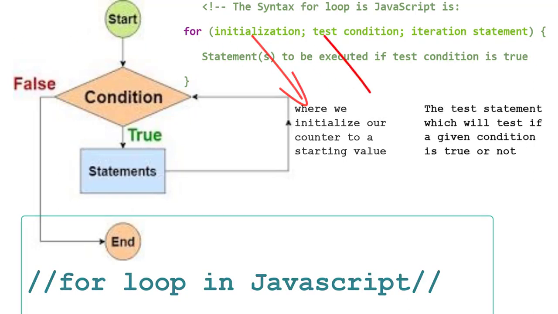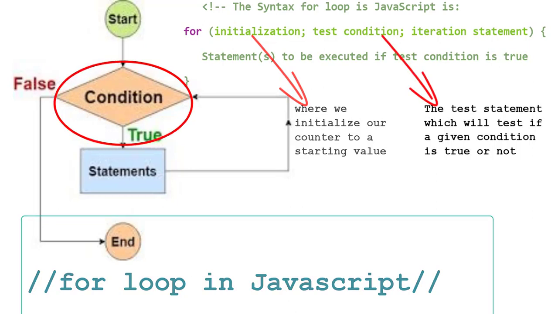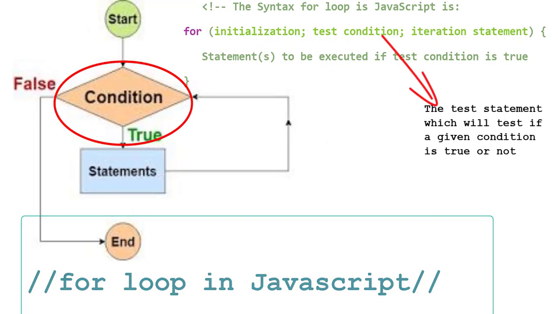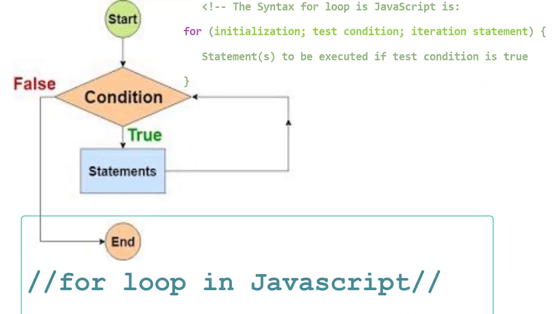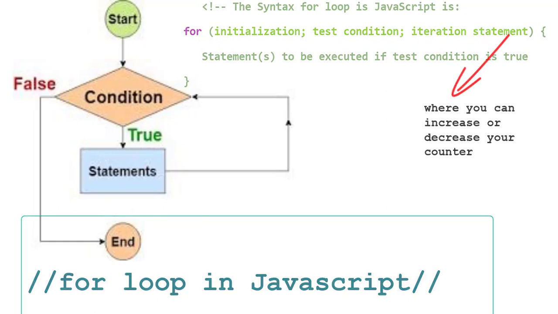And then we have a test condition, which will test if a given condition is true or not. If the condition is true, then the code given inside the loop will be executed. Otherwise, the control will come out of the loop. Next to the test condition, we have the iteration statement, where you can increase or decrease your counter.